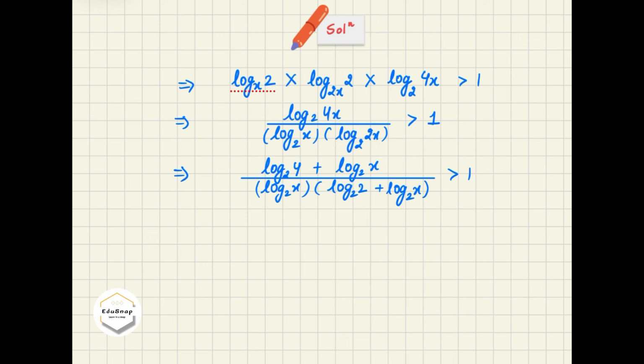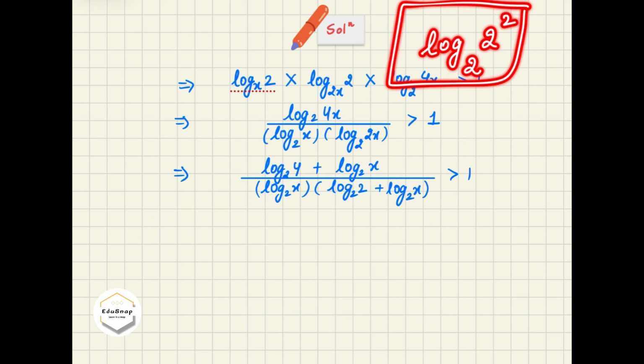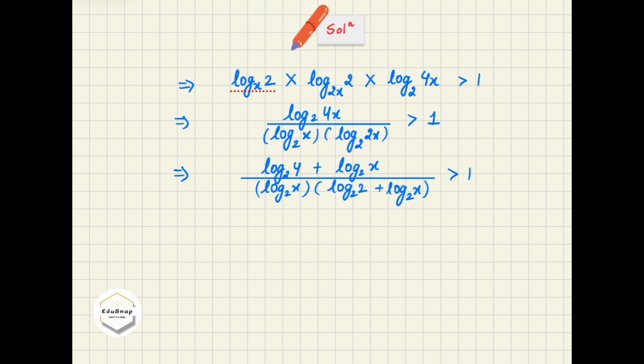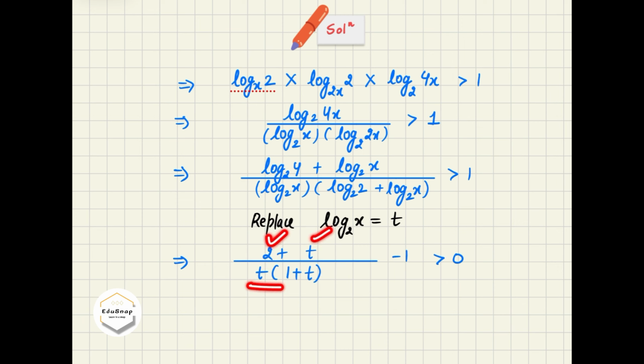Now here this term is going to be 2, because we have log 2 raised power 2 to the base 2, and this is going to be 2. And similarly, if you observe here, it is going to be 1 here. Now here we will be assuming this as t. After assuming t, we will have 2 plus t, and in the division we have t into 1 plus t.